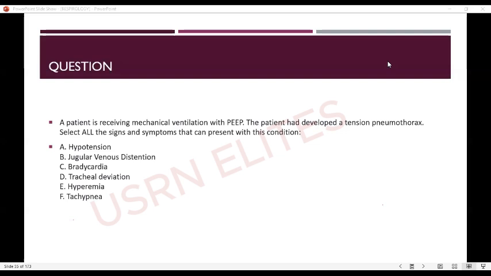Usually, the earliest sign is tachypnea. At that stage, the patient is trying to compensate because the lung is not expanding. So the earliest sign of tension pneumothorax is tachypnea, when the patient begins to pant for air. This is the fast breathing, the shallow breathing. The patient tries to compensate. Okay. All right.